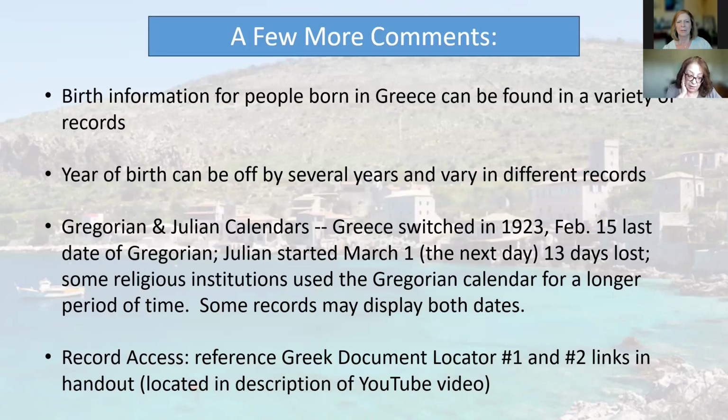Gregorian and Julian calendars. Greece switched in 1923, and February 15th was the last day of the Julian calendar. The Gregorian calendar started March 1st, the next day, so 13 days were lost. Some religious institutions use the Julian calendar for a longer period of time, so many records may display both dates. You might see them written with a slash in between the first one and the second one.